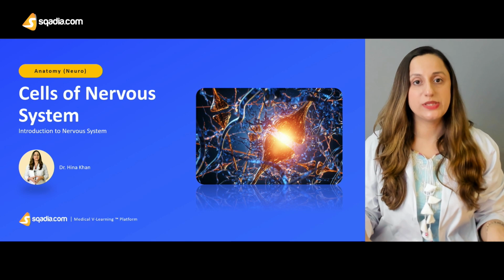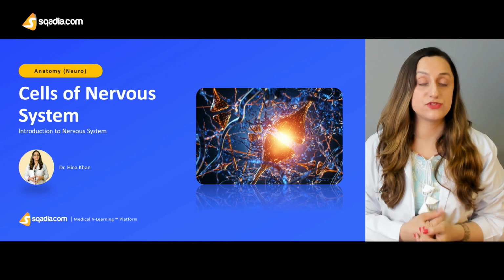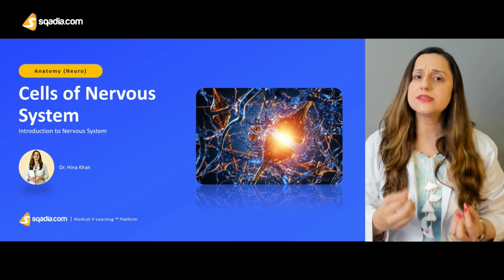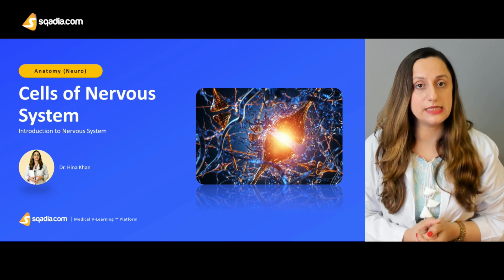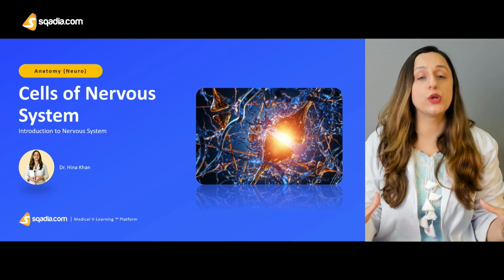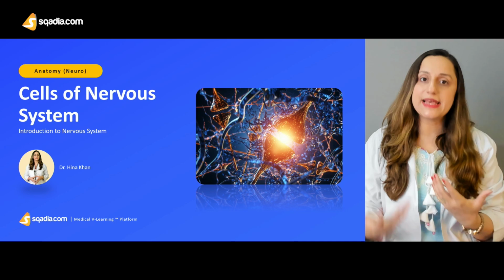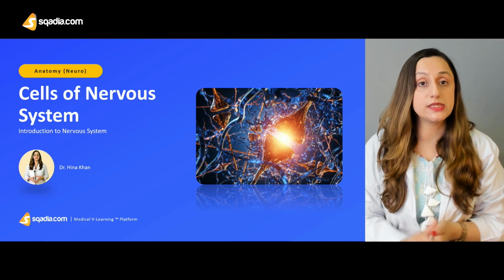Once we are done with the organization of the central nervous system and peripheral nervous system, what are the different basic functional units that are present in the nervous system all in all? So we have the different cells that are basically constituting the nervous system, and the basic functional unit of the nervous system is the neurons.